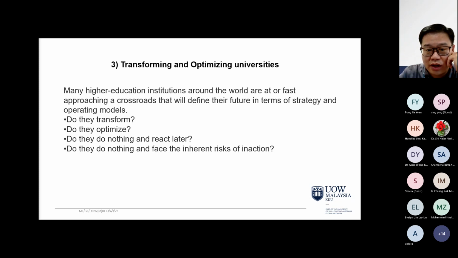Number one, students come out, cannot find job. Then when they cannot find job, what's going to happen? They will say our program no good. No good, man. Come out, cannot find job. Or do we do nothing and face the inherent risk of inaction? Okay, inaction. We become irrelevant. Why are we becoming irrelevant? We are molding students to something that the industry doesn't want.